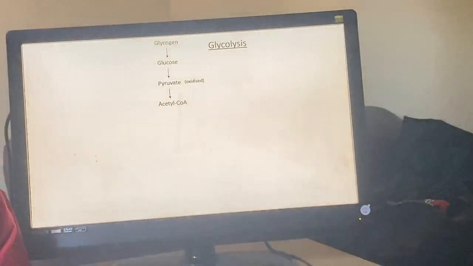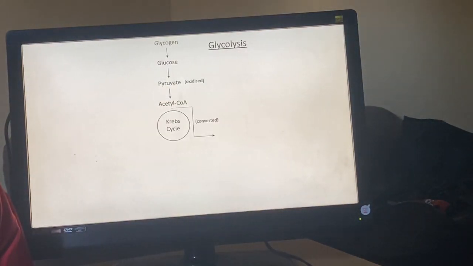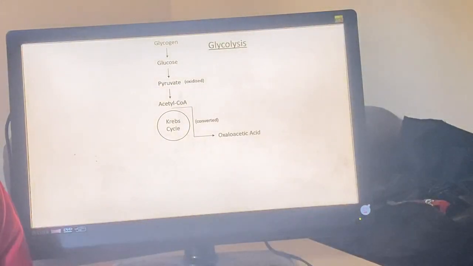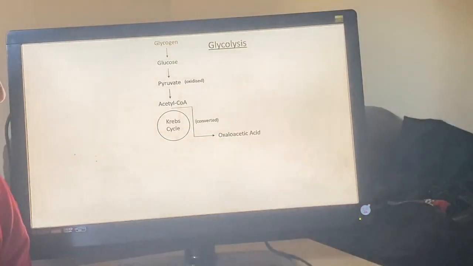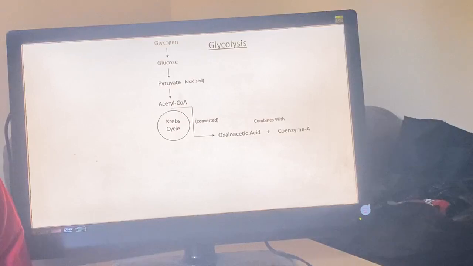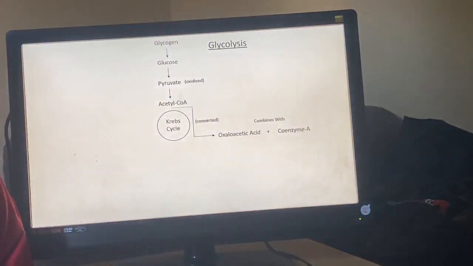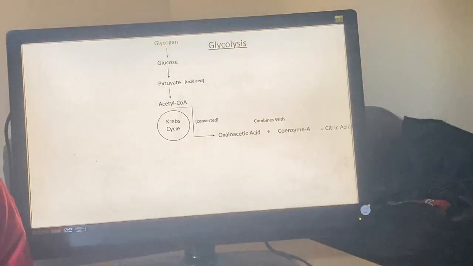So first of all, you've got the process of glycolysis. Glycogen is broken down into glucose. Glucose is broken down into pyruvate. Pyruvate is oxidized to form acetyl-CoA. That allows us to enter the Krebs cycle. The Krebs cycle converts acetyl-CoA into oxaloacetic acid. Now, that then in the muscle will combine with coenzyme A, and that forms something called citric acid.